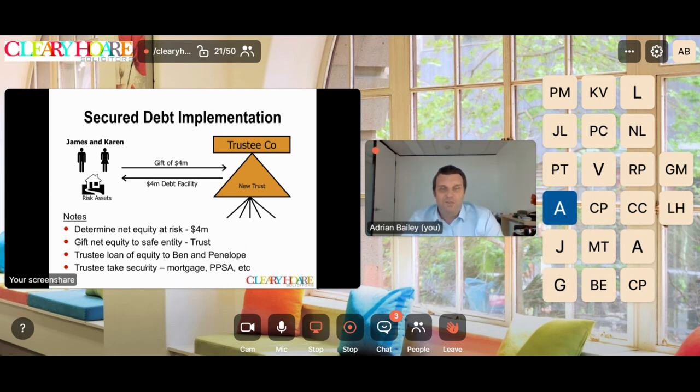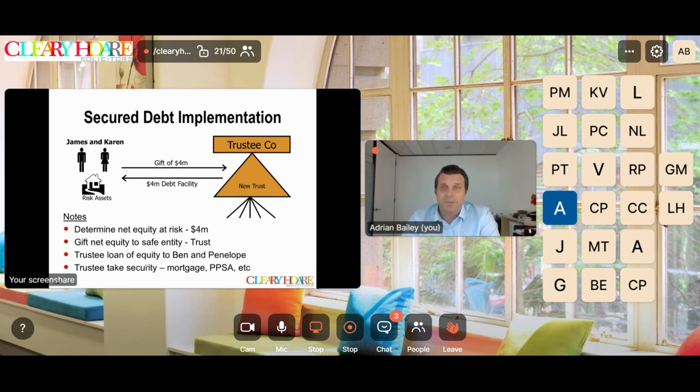But here we've got a gift of $4 million. The trustee company receives it. Now, there's no tax on a gift of money. So with that, there's no CGT, and there's no stamp duty payable. So we make our gift of $4 million without there being any tax issues. Of course, in terms of Ben and Penelope, or James and Karen, depending on who you ask, that $4 million they don't have sitting in the bank, so we would document that using a bearer note.